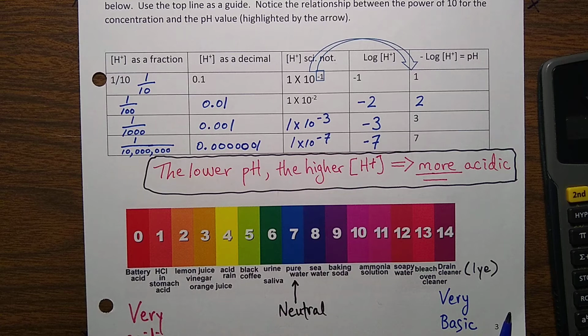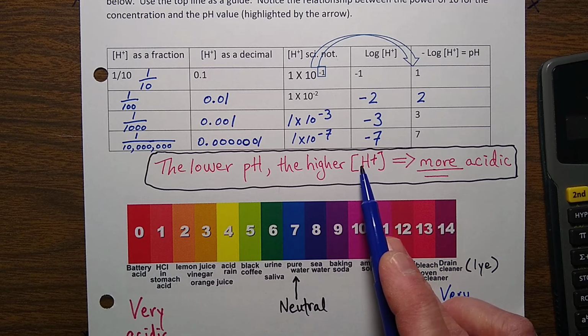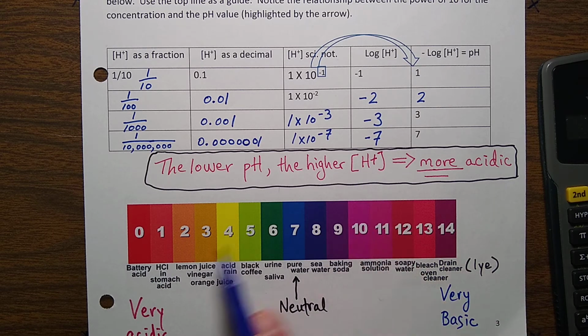So here's a pH scale. Battery acid, hydrochloric acid in your stomach, very acidic solutions. You can actually have negative pHs, but that's if you have a very concentrated acid, like concentrated nitric acid. If you remember in the lab, I showed you how I can dissolve a penny in nitric acid. Well, that nitric acid was so concentrated that it actually has a negative pH. All that really means is that the concentration of hydrogen ions in that bottle was extremely high, more than 1.